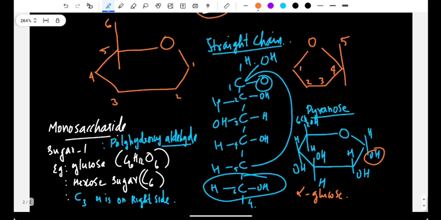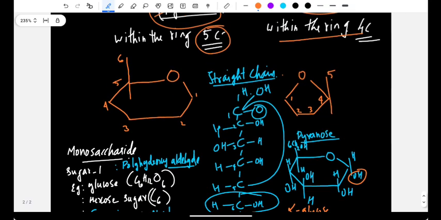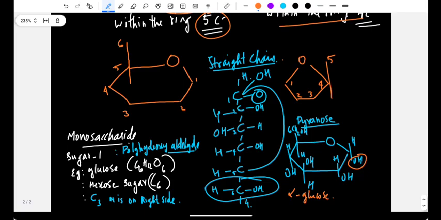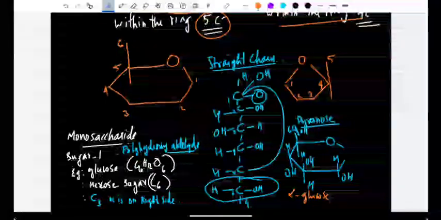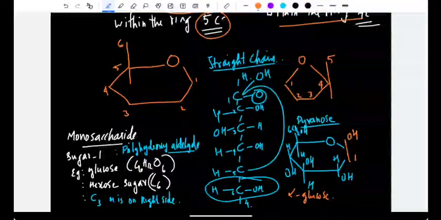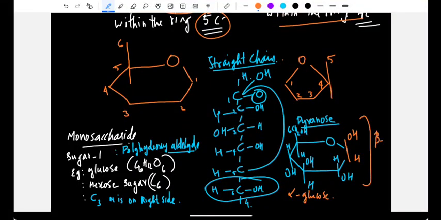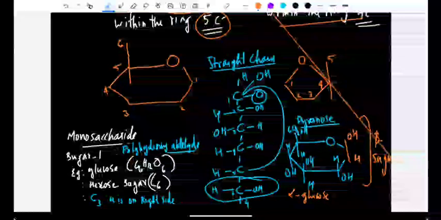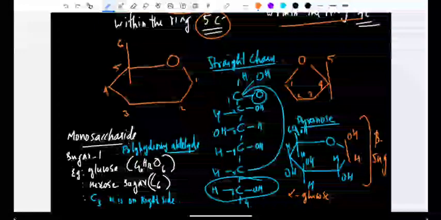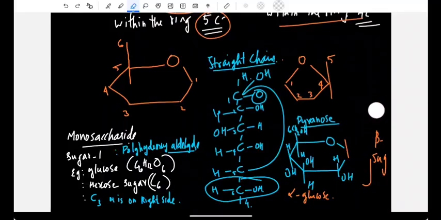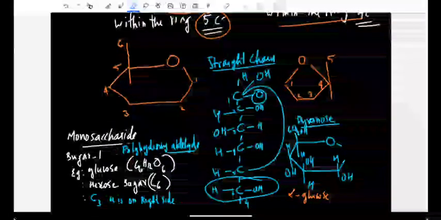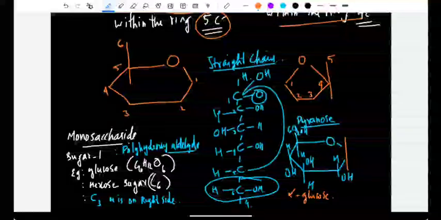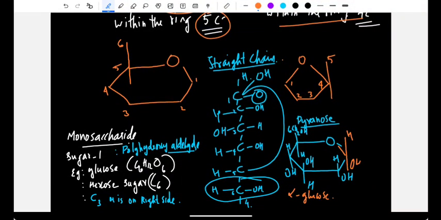In the case of ribose sugar, in the case of nucleic acid, it will be beta sugar, because it will be like this. OH will be present here and H will be like this. This structure we can call beta sugar. We call it alpha sugar when OH will be on the lower side. So this one is alpha glucose.